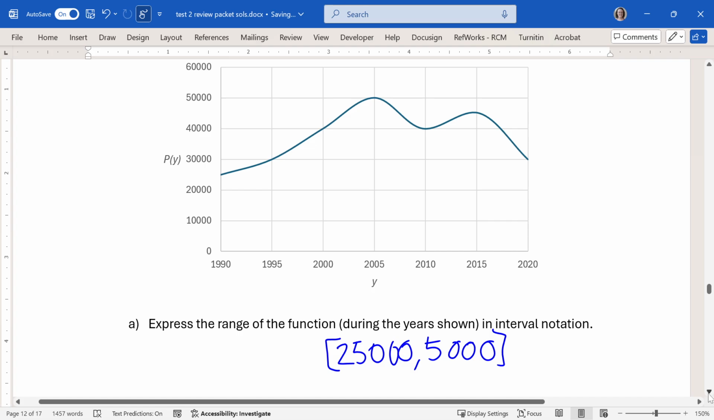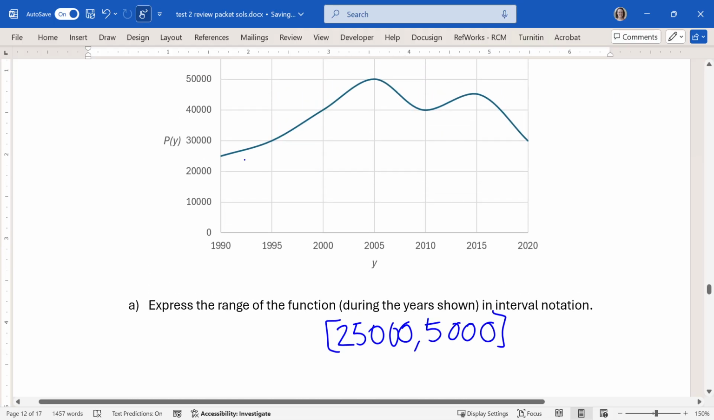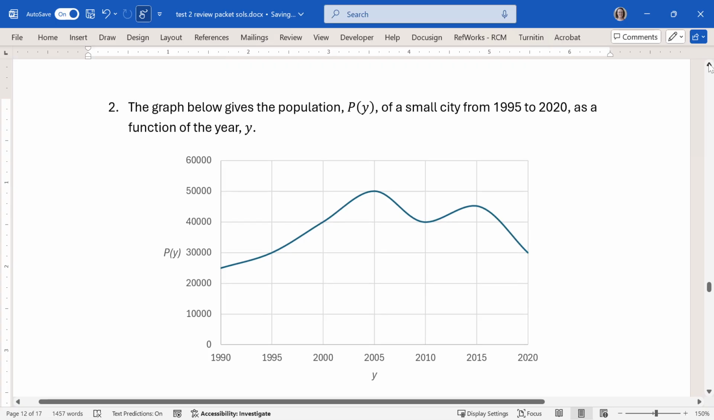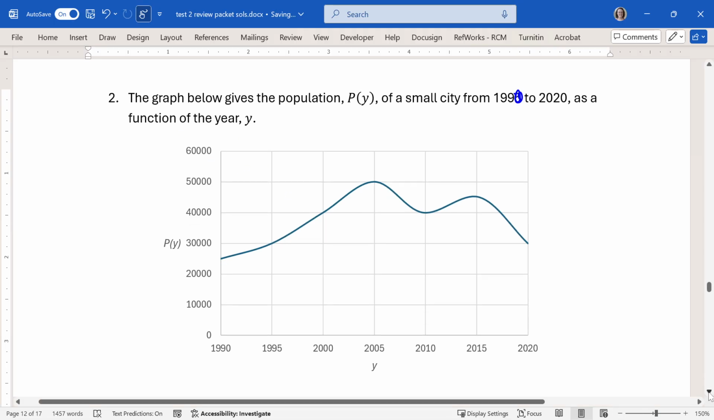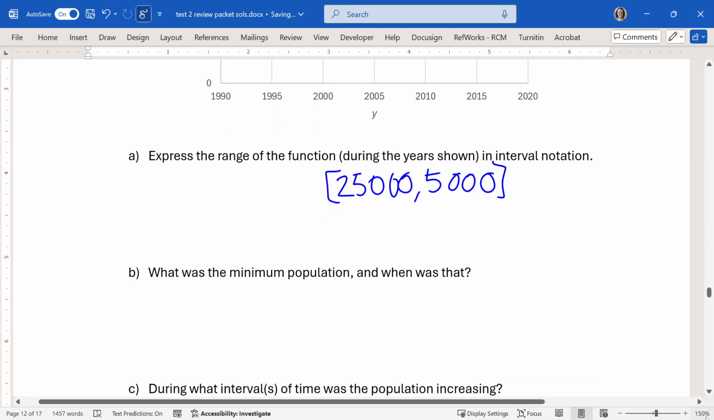Okay. Next question, what was the minimum population and when was that? I believe it was at the very beginning. I think I miswrote the question because I have 1990 on here and the question says 95. Sorry, I actually wrote these questions. That was supposed to be 1990. Sorry about that. Okay. So it looks like the minimum was 25,000 and it was in 1990.